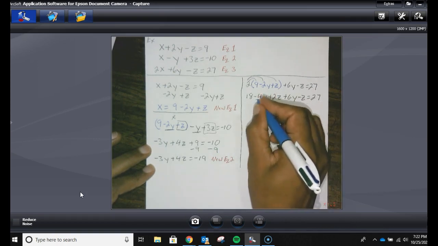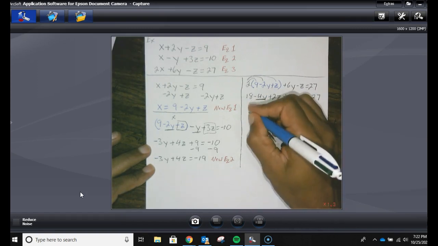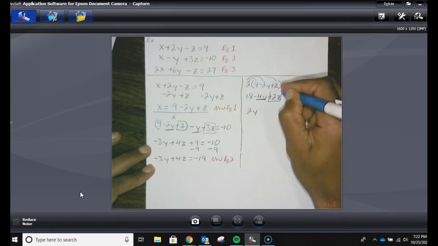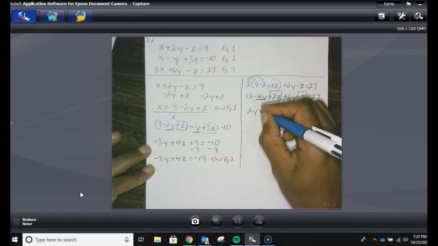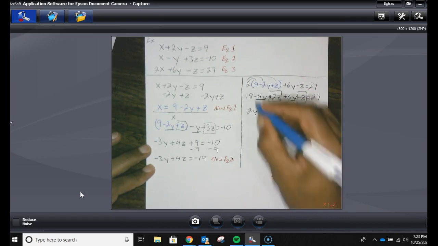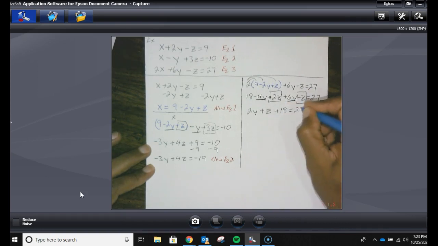I have a negative 4y and a 6y. That combines to 2y. I have a positive 2z and a negative 1z. That combines to just 1z. I'm just going to write z. I still have this 18 equal to 27.